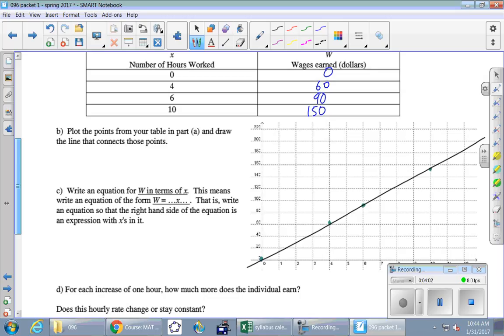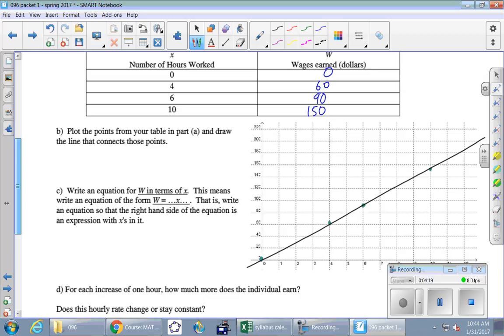All right, part C, first brand new vocabulary for us. Write an equation for W, wages, in terms of X, number of hours. Write an equation for W in terms of X. There is a brand new phrase here, in terms of. It is precisely defined in math, and we are introducing it right now.